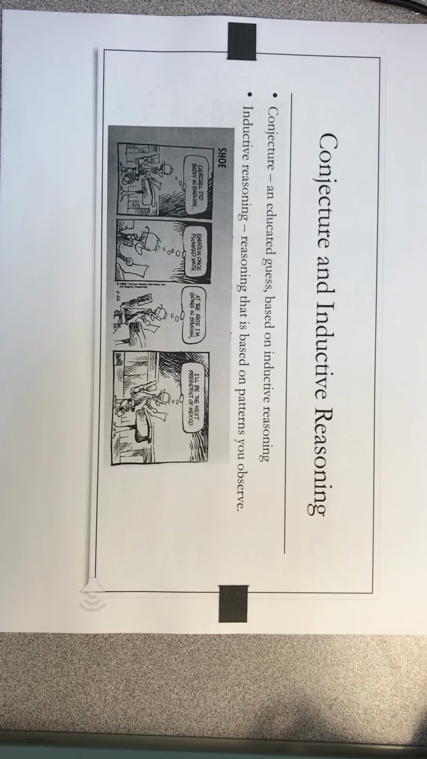So let's start by talking about conjecture and inductive reasoning. You probably saw this in Algebra 1, though you may not remember it. Conjecture is an educated guess based on inductive reasoning. And inductive reasoning is just reasoning that's based on patterns you observe. So we're going to observe some patterns, and we're going to make some conjectures in a second. Here, I'm going to let you read this little cartoon first.